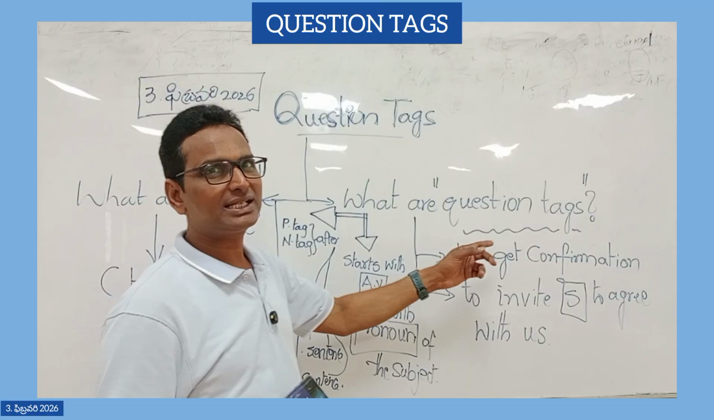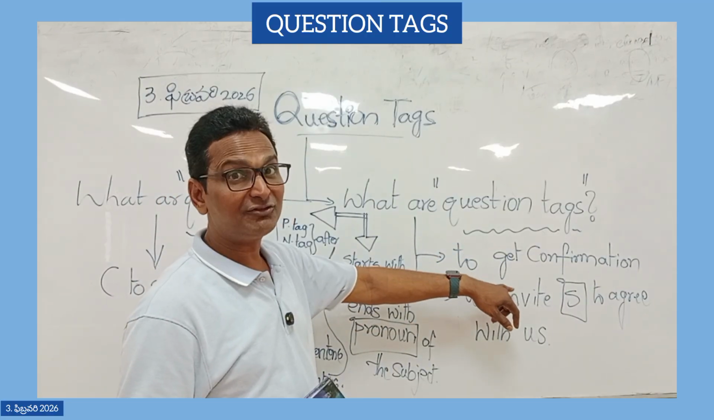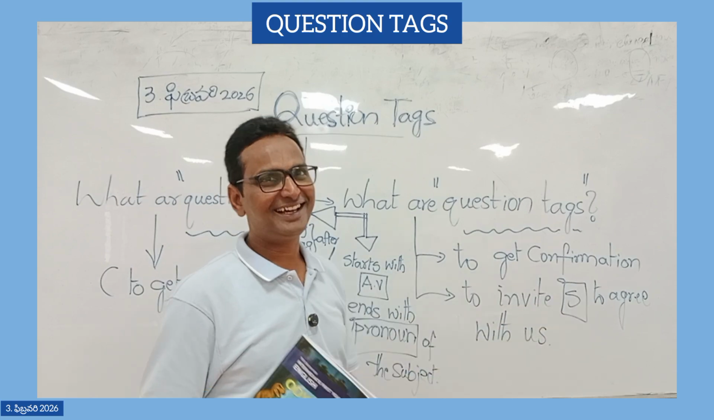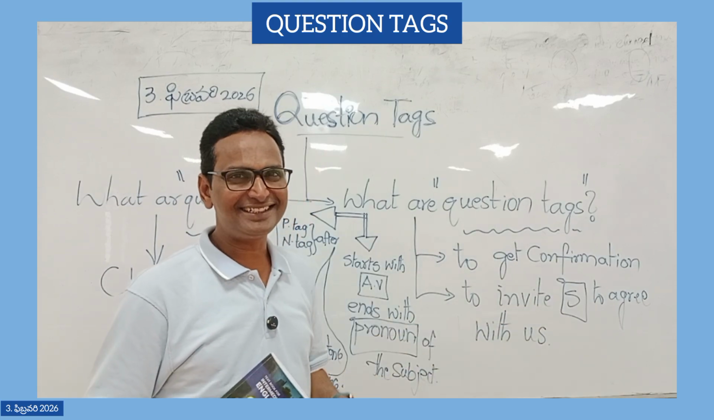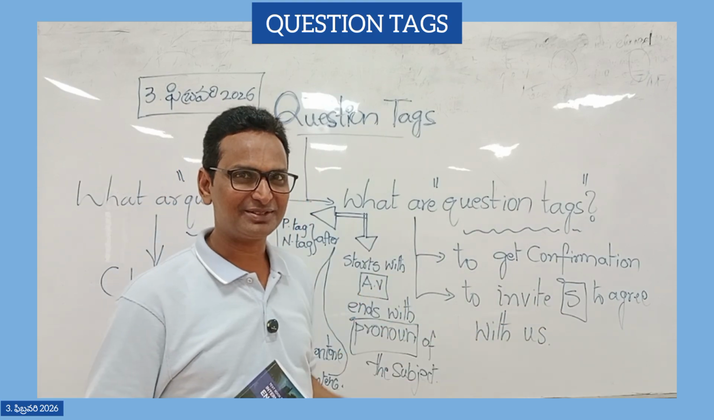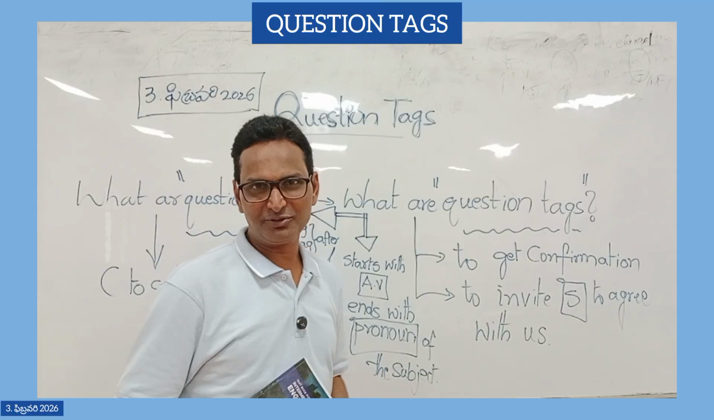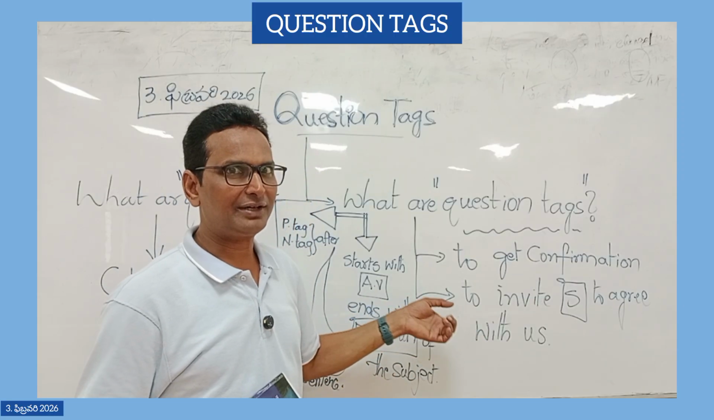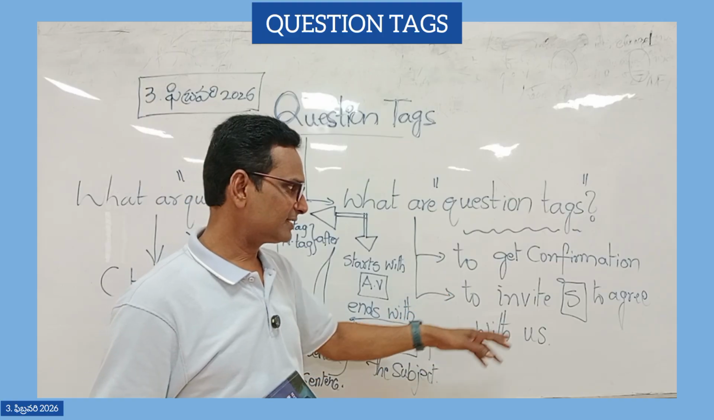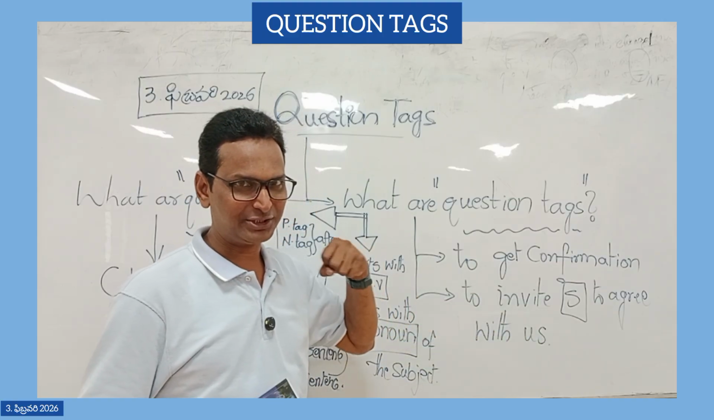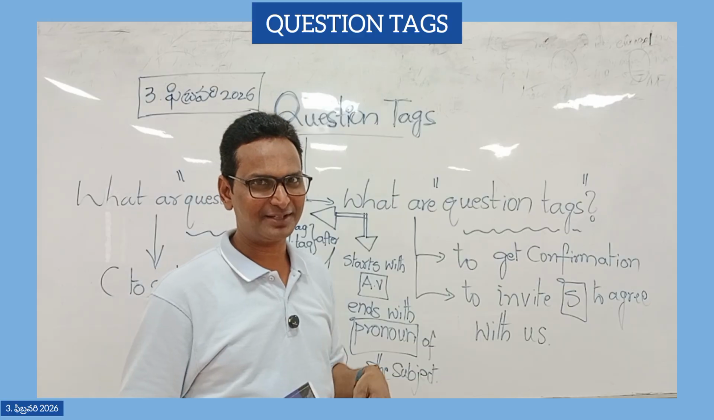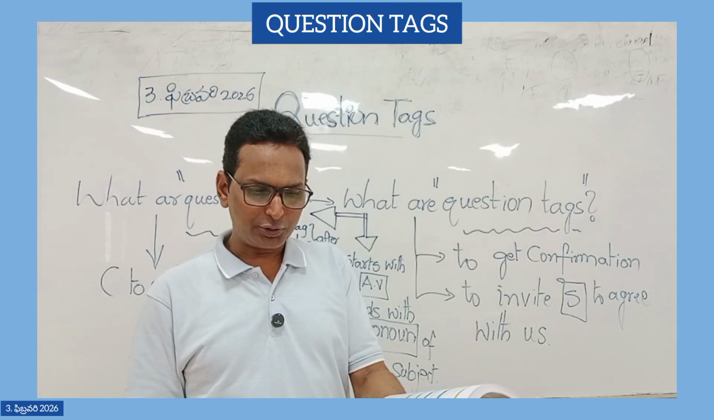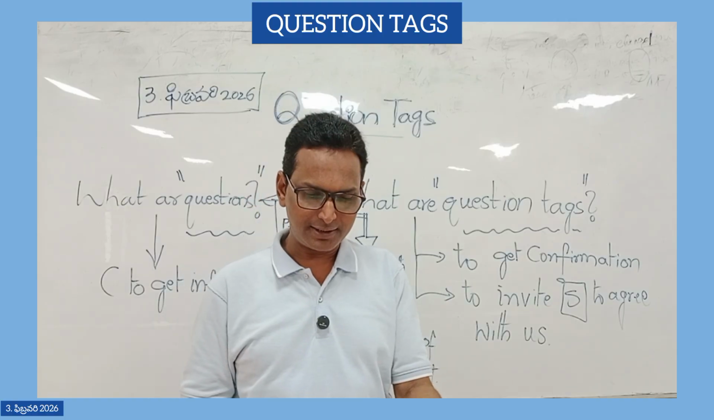What is the purpose of asking question tags? It is to get confirmation. It is information and this is confirmation. It really goes well, right? Information versus confirmation. I think you can remember this very well, these two words. And another important objective of asking question tags is to invite someone to agree with you or me or the speaker.